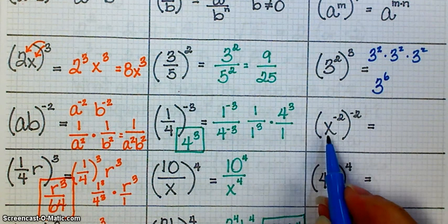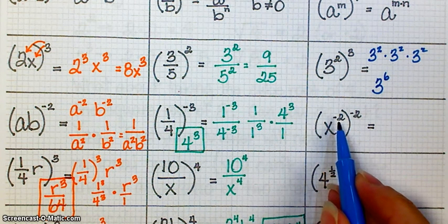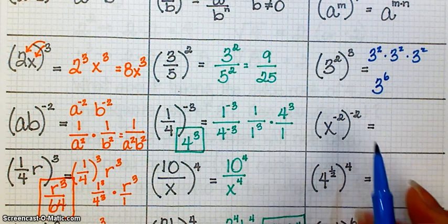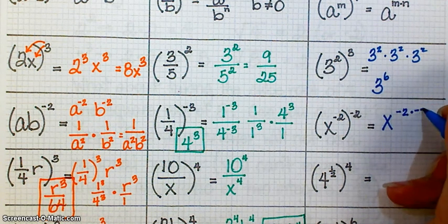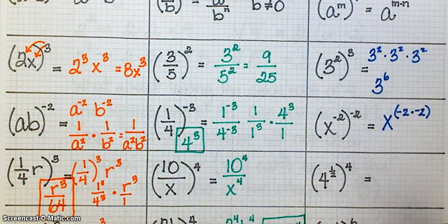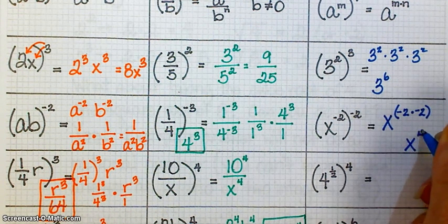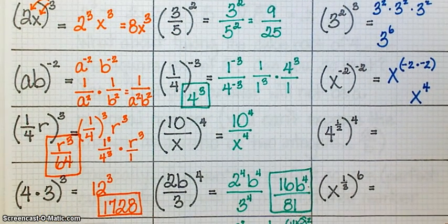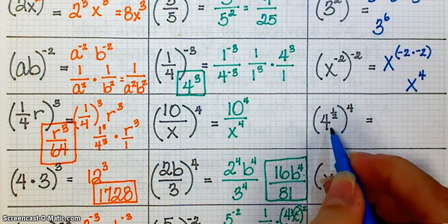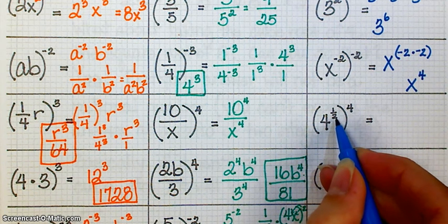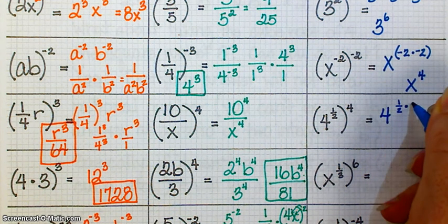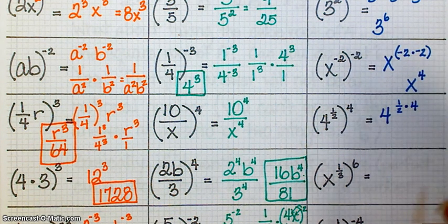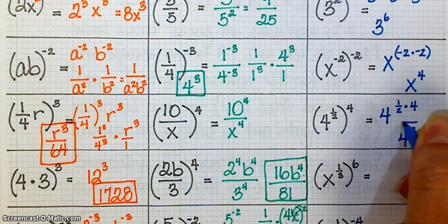Okay. This one is x to the negative 2nd power, all of that in parentheses, raised to the negative 2nd power. That is x to the negative 2 times negative 2 power. Well, negative 2 times negative 2 is actually a positive 4, so this is x to the 4th. Okay. This one says 4 to the 1/2 power. So that's going to be 4 to the 1/2 times 4. 1/2 of 4, that's 2. So this is really 4 to the 2nd power.